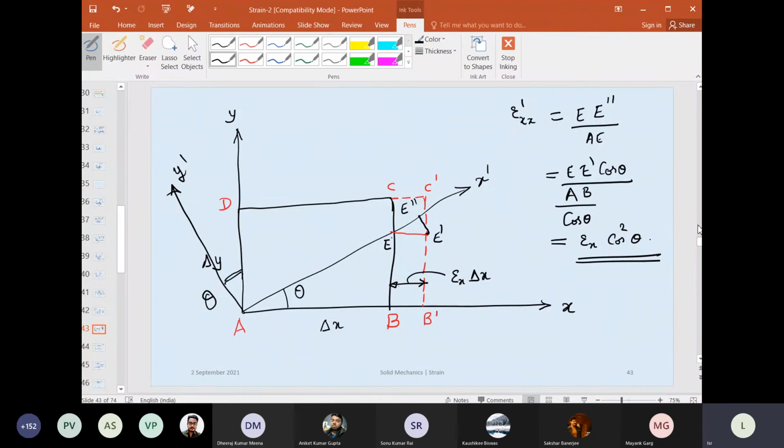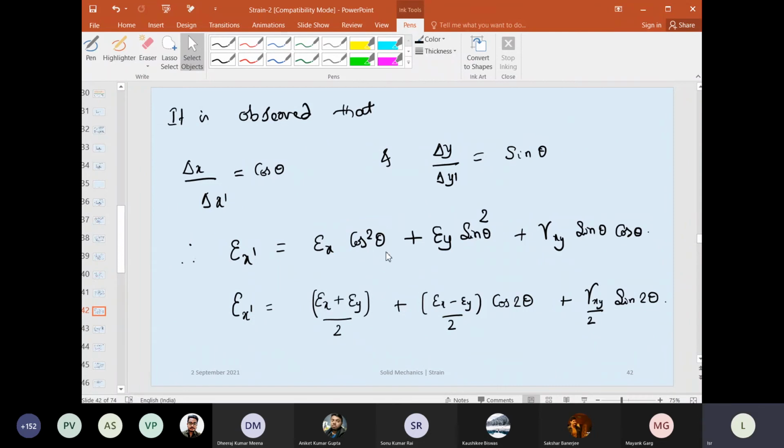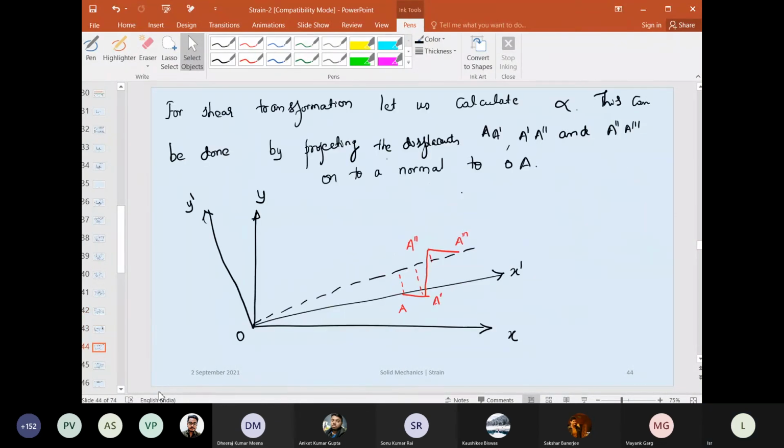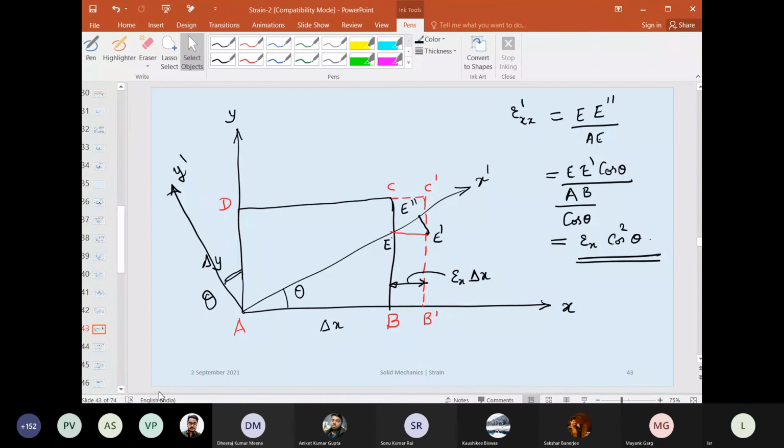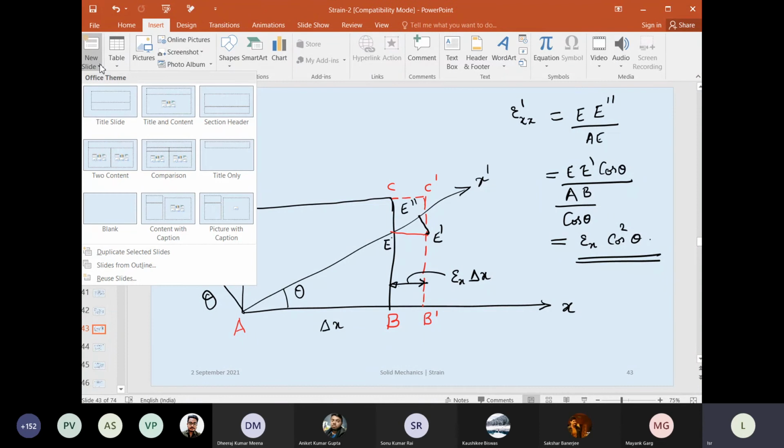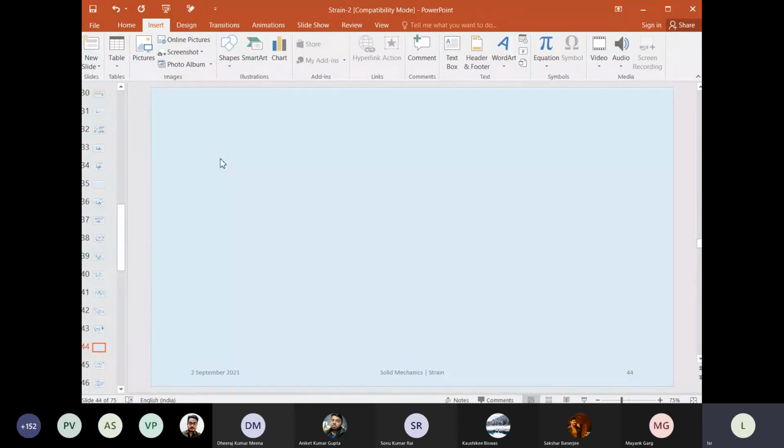I believe that's what we have done for epsilon x: epsilon x cos square theta. Similarly, you can do it for y. If you want, I can do it for y. We will do them separately, one after another.